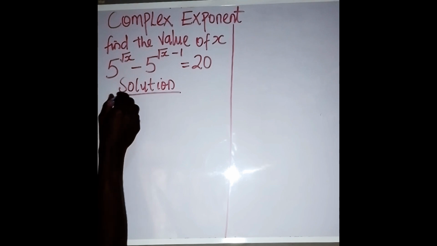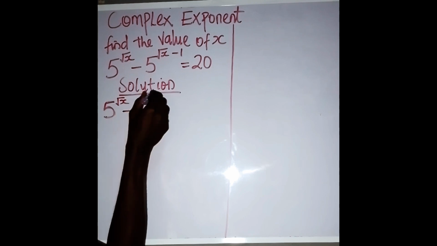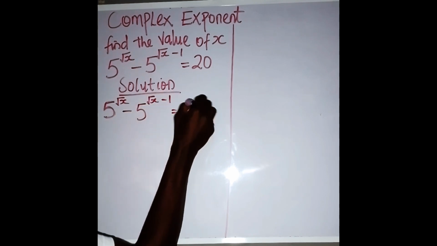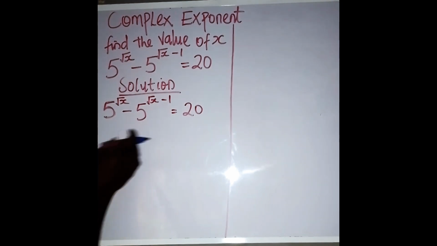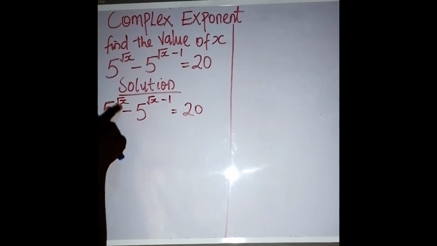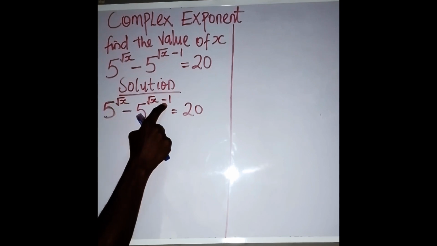Let's bring our question. We have 5 raised to the power square root of x minus 5 raised to the power square root of x minus 1 equal to 20. So this is my question. Looking at this very well, you observe that I have 5 raised to the power square root of x in this part, and 5 raised to the power square root of x minus 1 here. Now this minus 1 is my key. This minus 1 is the key of what I'm going to do.